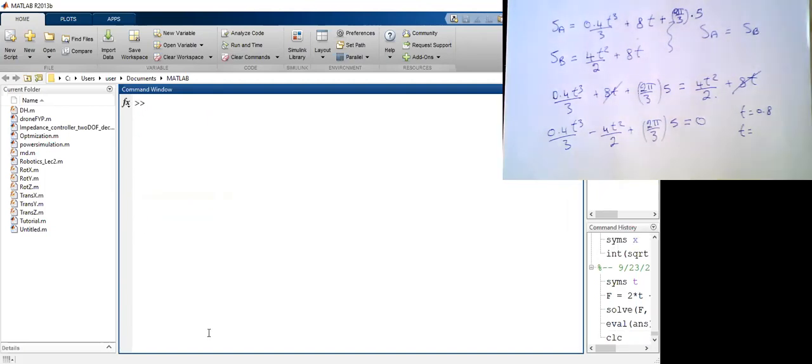So let us solve our problem. How would I solve this problem in MATLAB? I'm going to have to actually write that equation. F is equal to how much? So I have 0.4 divided by 3 times t cubed, right?